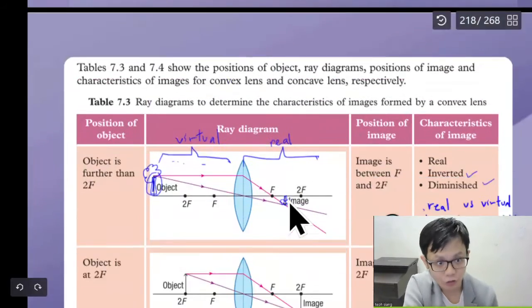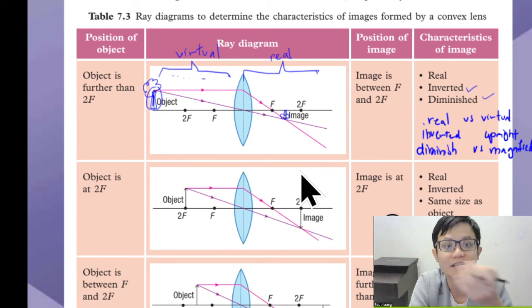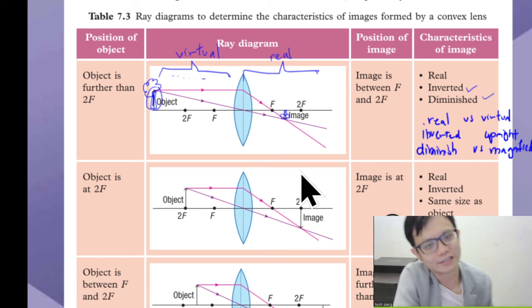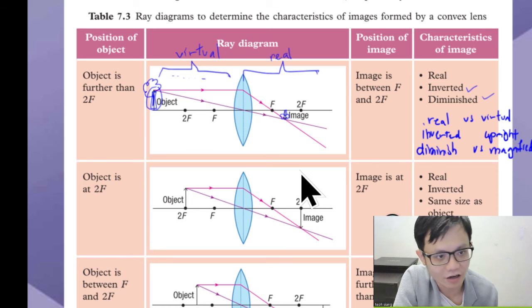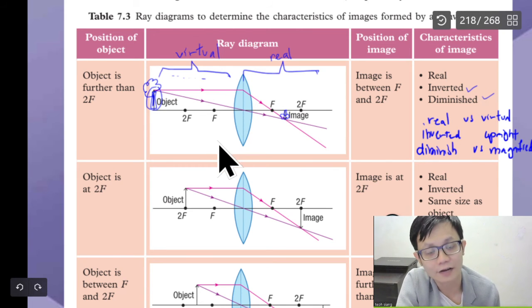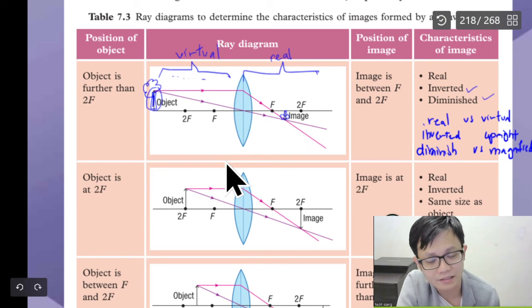Okay, so you know how to read the lens already, the characteristic of the lens. Usually I'm like 110% sure the question will ask you what is the characteristic of the image. So make sure you understand how to read the lens. Now the thing that students find difficult is that they cannot draw. That's the problem.